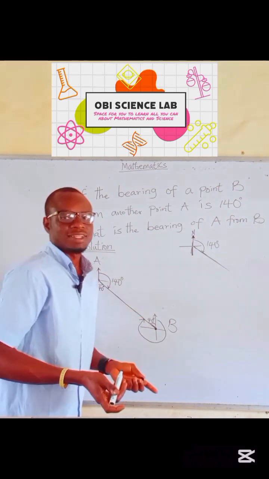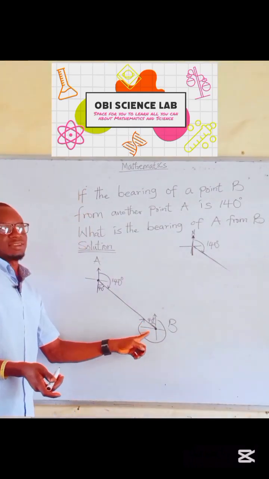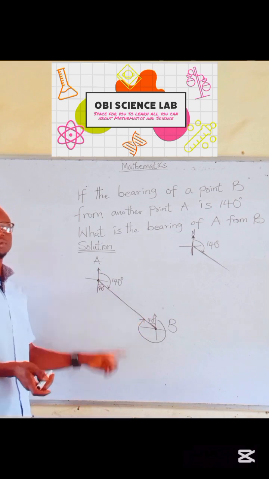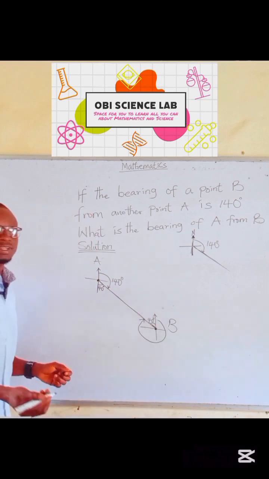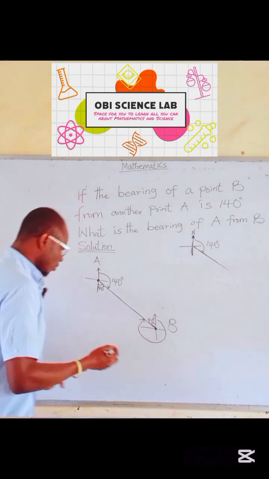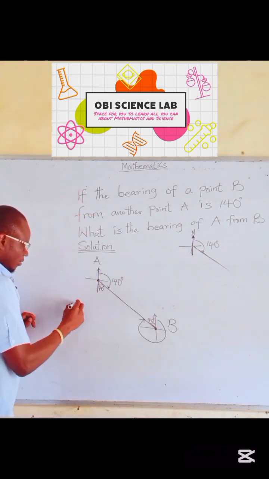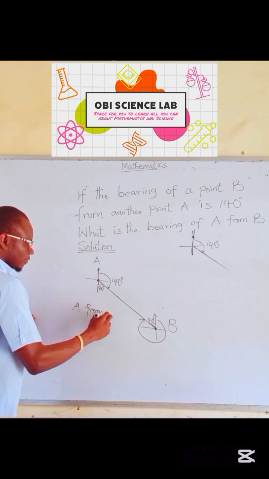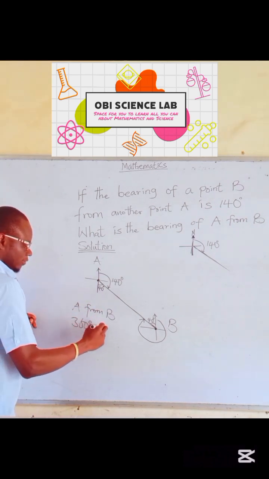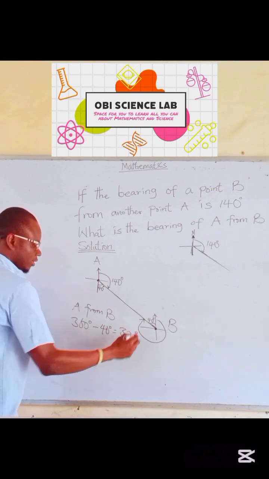So the angle at a point is 360 degrees, and I have two parts of angles forming that 360. One part is already 40. For me to get the other, I will just do 360 minus 40 to get the remaining part of the angle. So that means the bearing of A from B is going to be 360 degrees minus 40 degrees. That will give me 320 degrees.